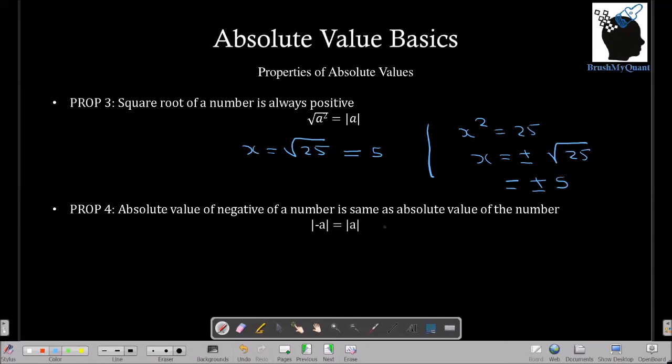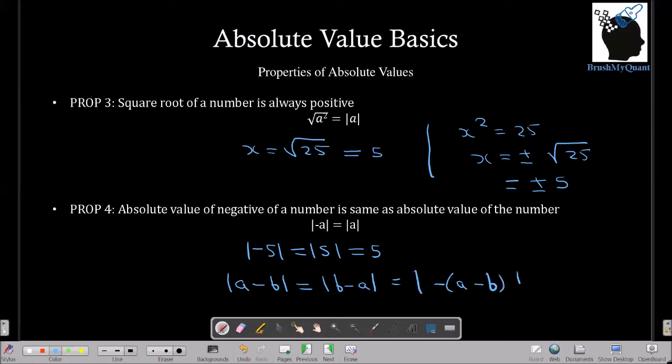Fourth property: the absolute value of the negative of a number is the same as the absolute value of the number. That means mod of minus a is the same as mod of a. Let's take an example. Mod of minus 5 will be the same as mod of 5 and will be equal to 5. And the derivative of this will be mod of a minus b will be the same as mod of b minus a, because b minus a is nothing but the negative of a minus b. So remember this, the absolute value of the negative of a number is the same as the absolute value of the number.